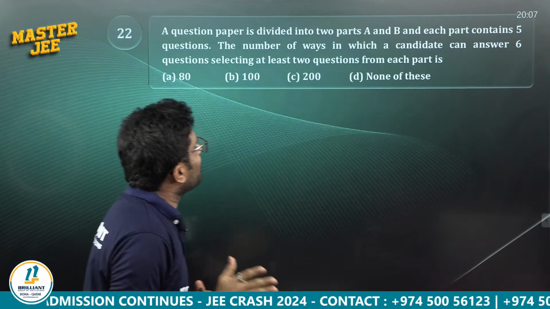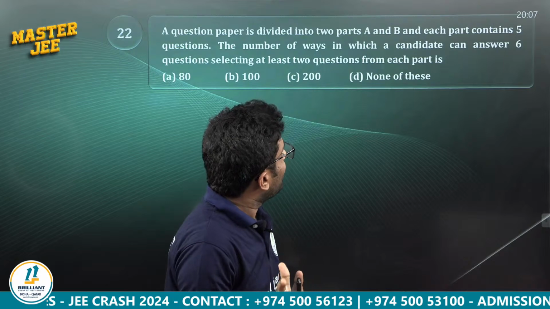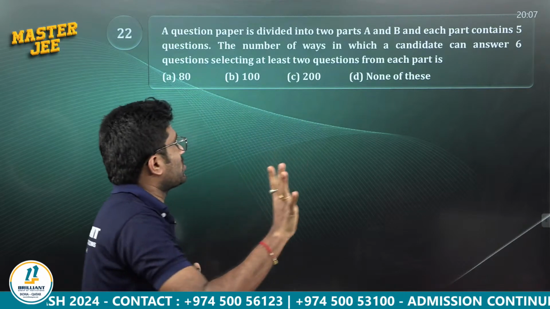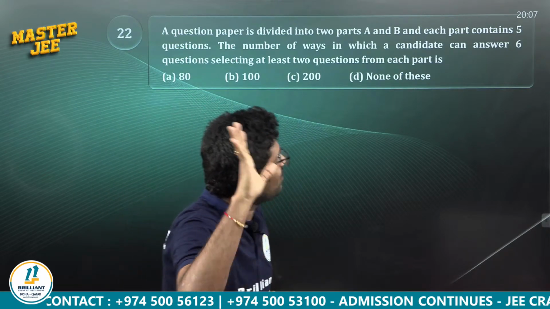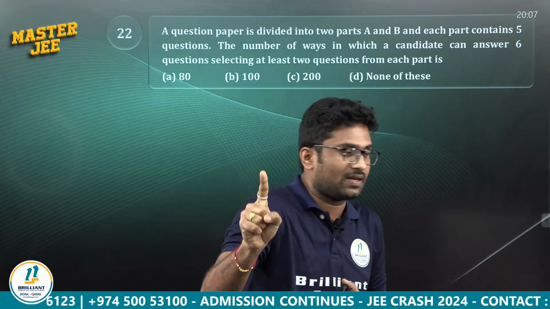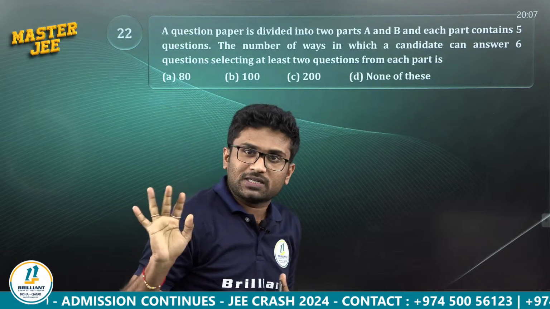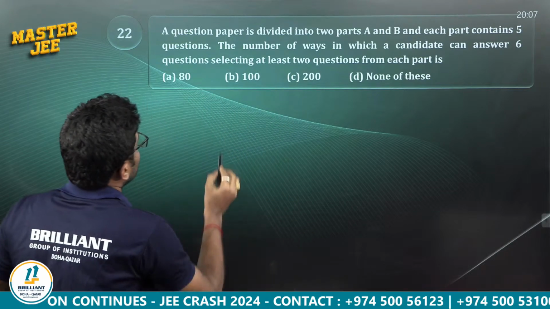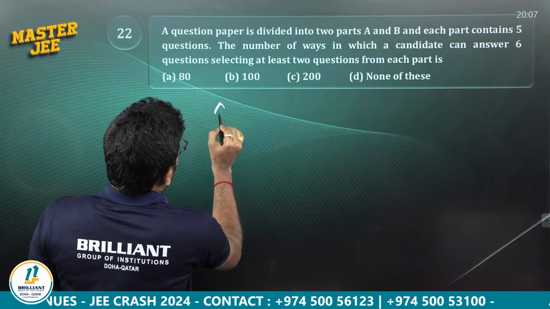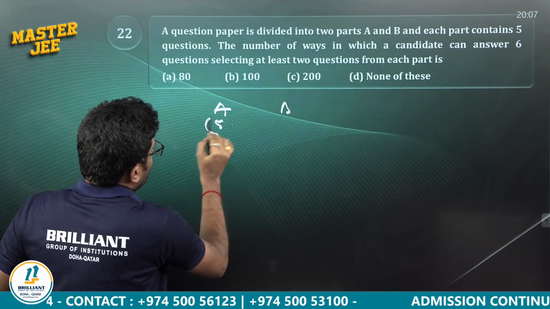A question paper is divided into 2 parts, capital A and B, and each part contains 5 questions. Find the number of ways in which a candidate can answer 6 questions, selecting at least 2 questions from each part. See guys, there are 2 parts in a question paper, and each part consists of 5 questions.